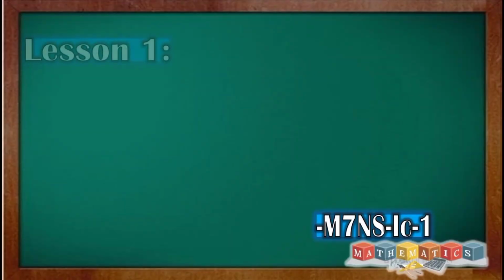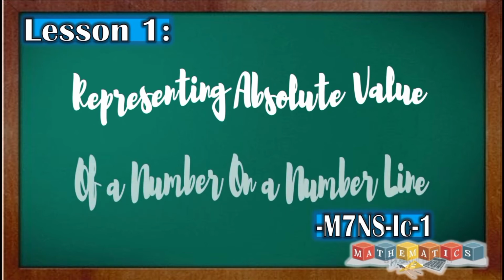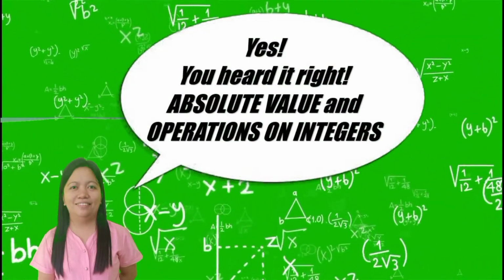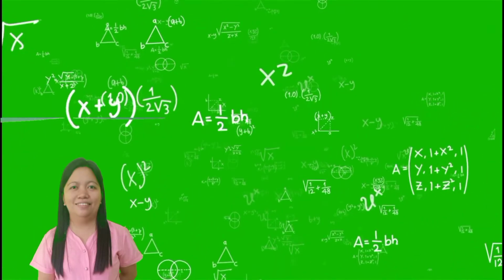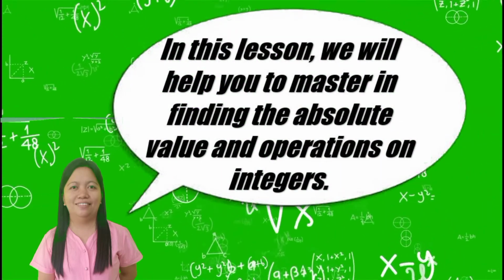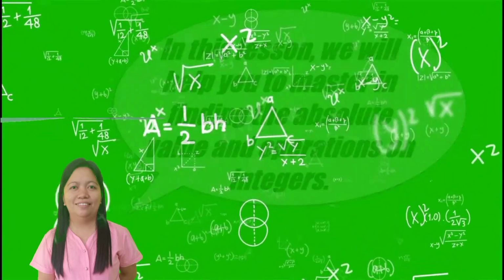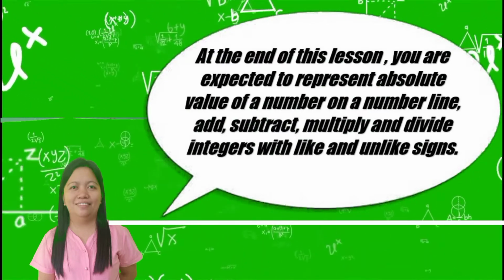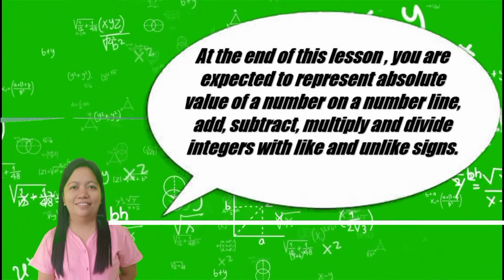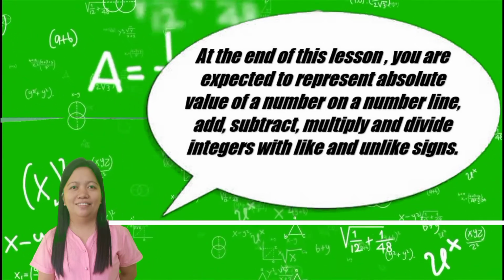So our lesson for today is about absolute value of a number on a number line and operations on integers. Yes, you heard it right. Absolute value and operations on integers. In this lesson, we will help you to master finding the absolute value and operations on integers. At the end of this lesson, you are expected to represent absolute value on a number line, add, subtract, multiply, and divide integers with like or unlike signs.